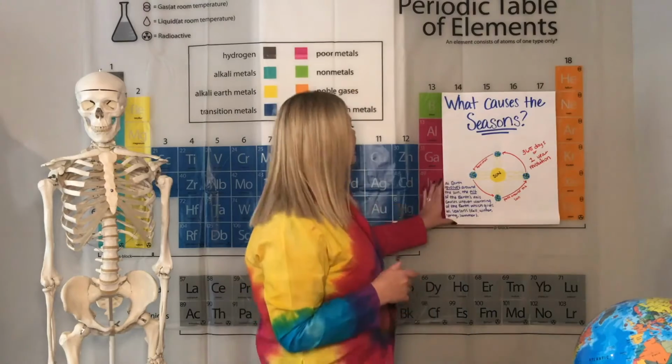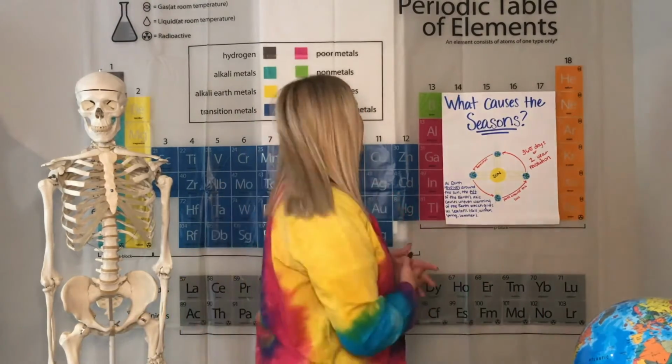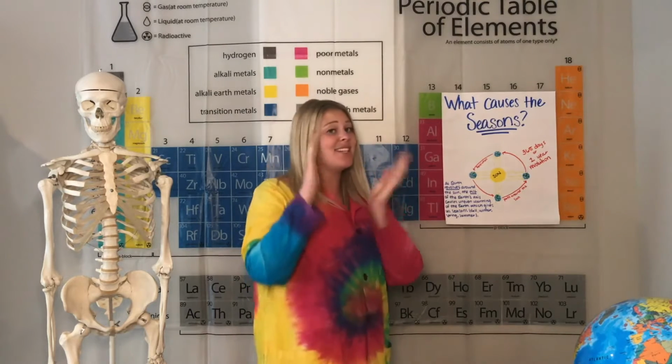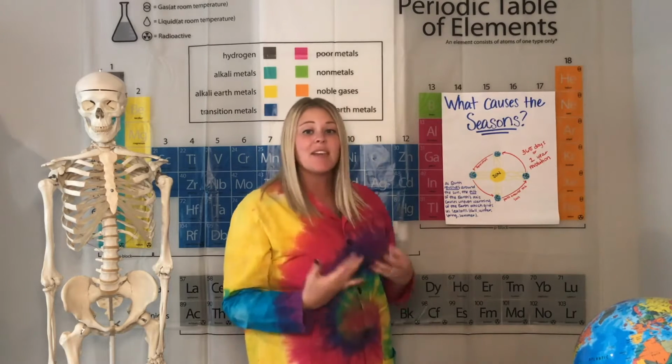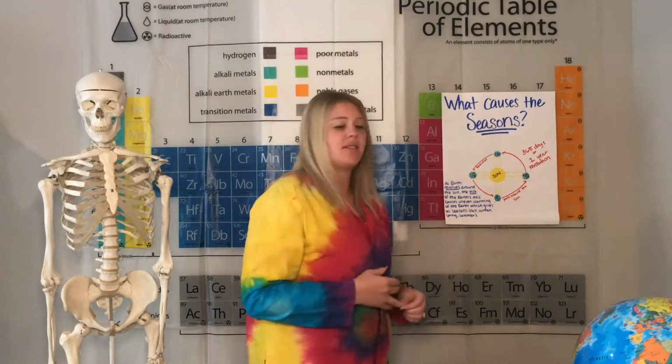So over here I gave kind of our definition of why we have seasons, or the cause of seasons. It says as Earth revolves around the sun, the tilt of the Earth's axis causes uneven warming of the Earth, which gives us seasons. Okay?